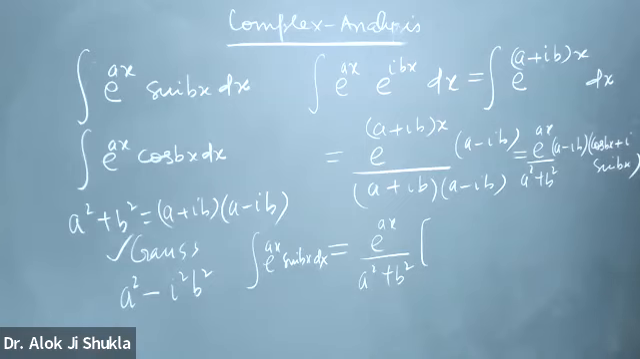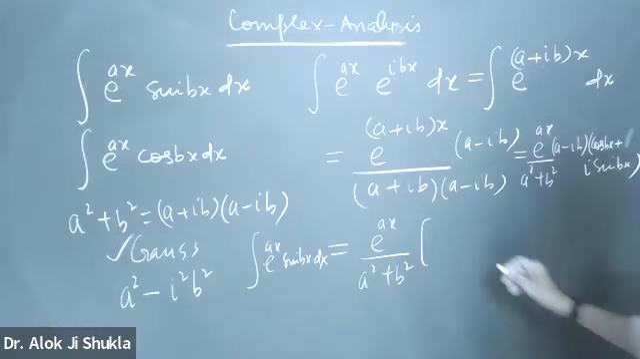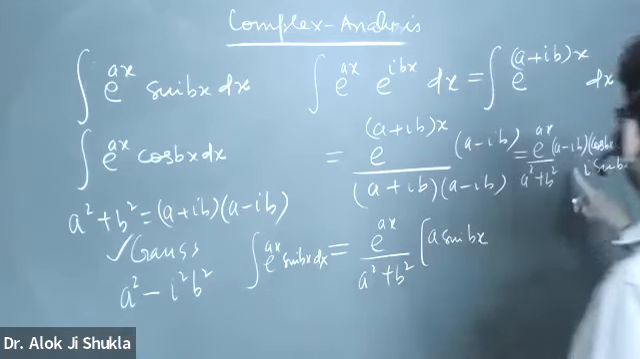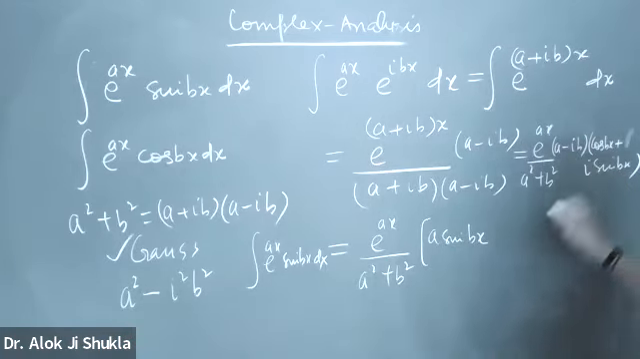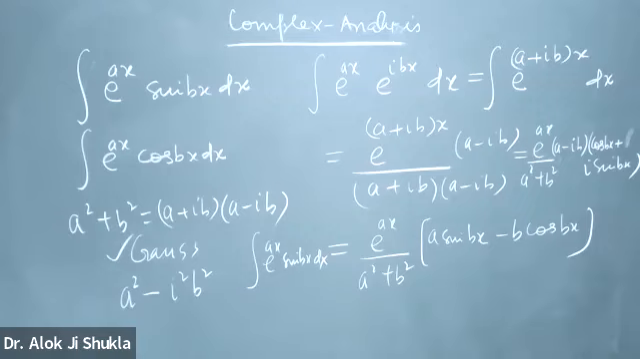Open this. Now take the imaginary part. So first imaginary part will come when a will be multiplied by this. So it will become a sine bx. And second will be when this will be multiplied by this, minus b cos bx. So this is the integral that is coming for sine.